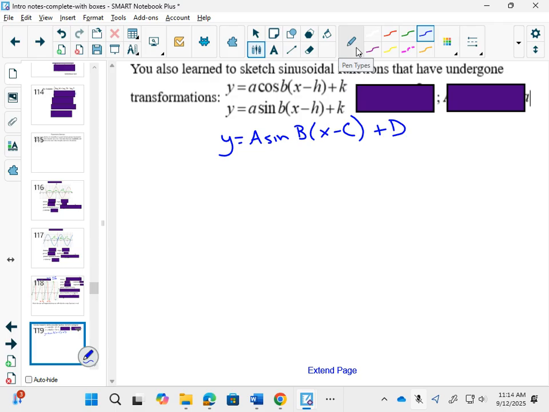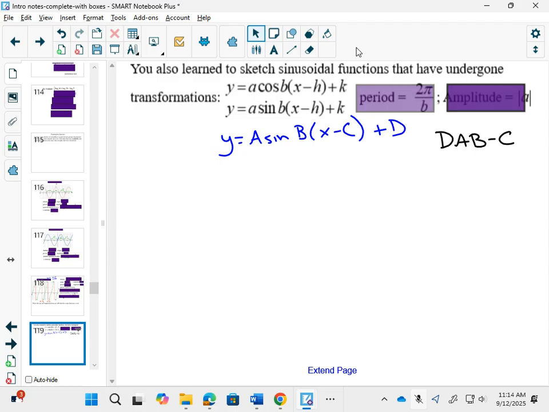Okay. What I like about the a sine b x minus c plus d is for those of you that were in my grade 12 class, we talked about the order of drawing sine and cos using a technique called DAB-C, which basically means you can draw your d value, which is your sinusoidal axis, first. You can then use your amplitude to find a maximum value and a minimum value. The b value helps you calculate your period, and then finally you can draw it with the shift.